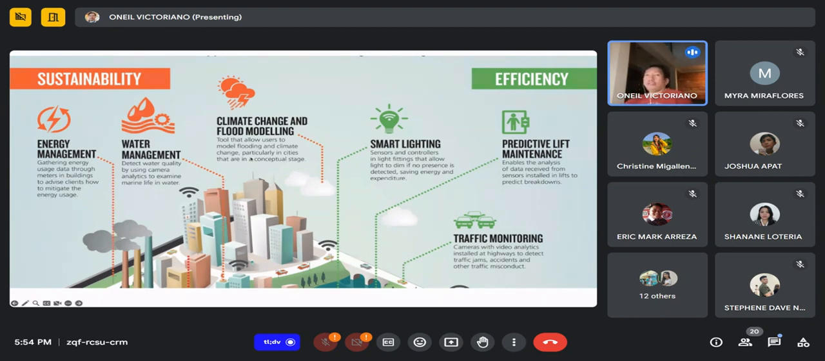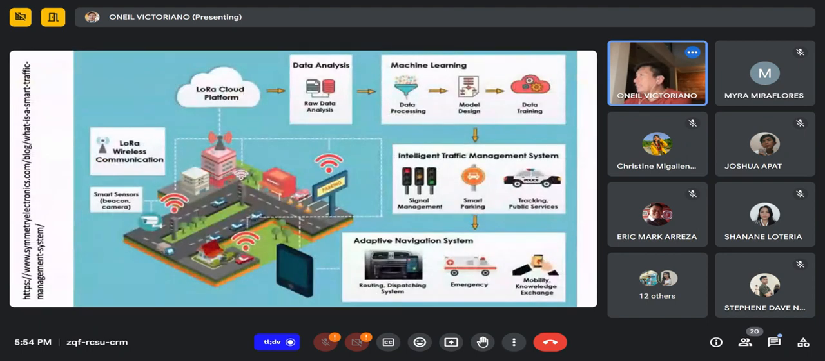So you have IoT devices to check on the levels of flood or smart lighting. We'll explain that later in the next few slides, like sensors for predictive lift maintenance, to be able to have analysis over sensors for lifts, for predicting breakdowns, and of course, traffic monitoring, where we use video analytics to detect traffic jams and accidents, and to control traffic lights.